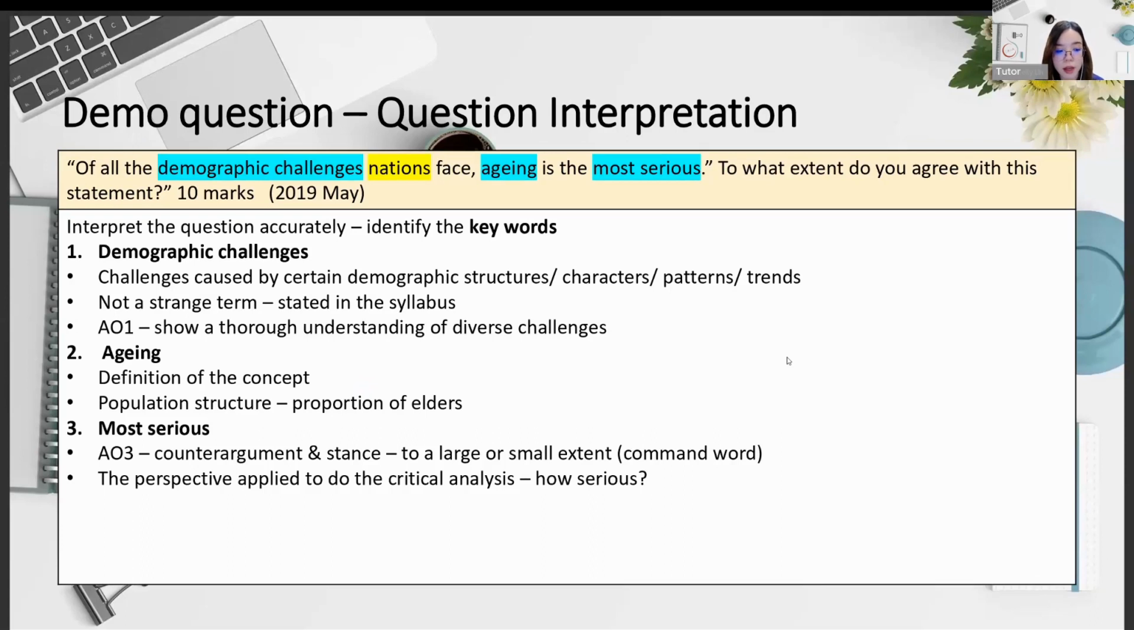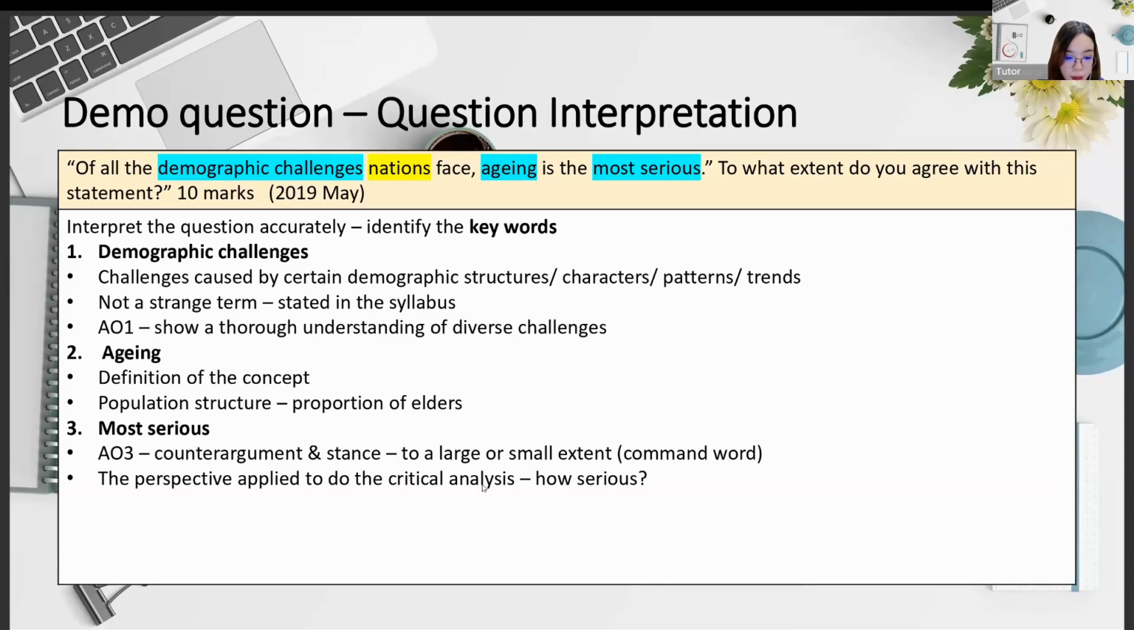And then the next key term is "most serious." That word is a hint telling you that you can add some AO3 elements addressing this in your essay. The thing is, for AO3, for "most serious," if you can have some counter arguments and show your stance clearly, saying that because of the fact that aging causes lots of serious issues, even though we have some other challenges, aging is the most serious demographic challenge, and therefore, to a large extent, I agree with this statement.